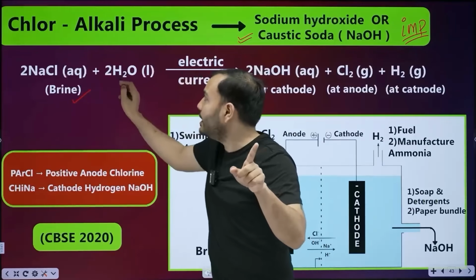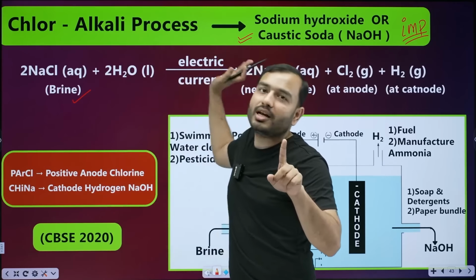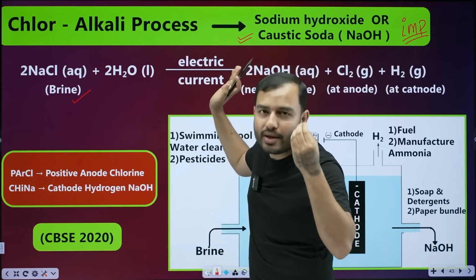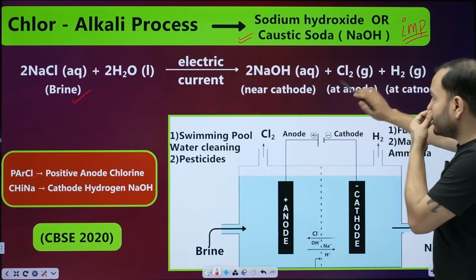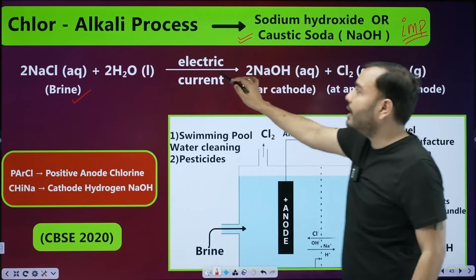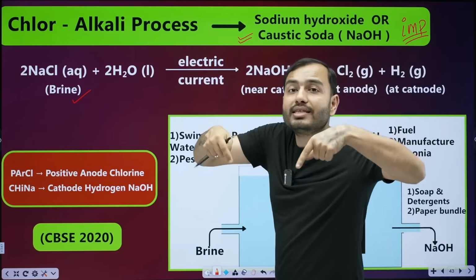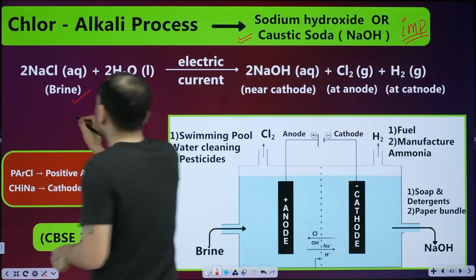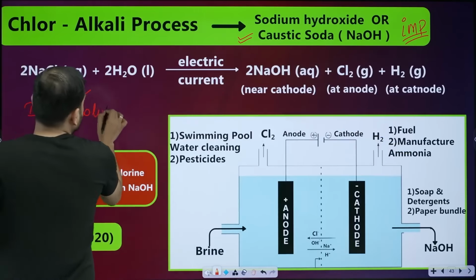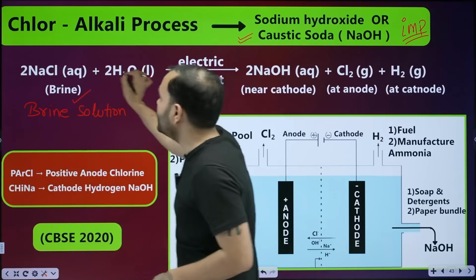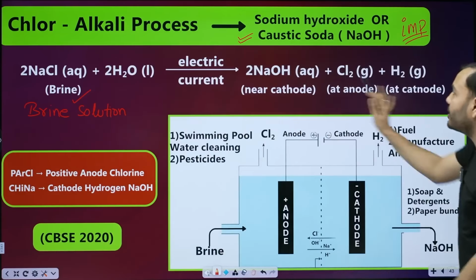Remember, two gases are released in this reaction. One chlorine gas, one hydrogen gas. And what are you making with chlor-alkali? NaOH. So look what is formed: NaOH, chlorine gas, hydrogen gas. What will we write above the arrow? Electric current, because it's electrolysis. Brine solution. In the exam, they will often say brine solution. If they state brine solution, understand that it means NaCl in water.